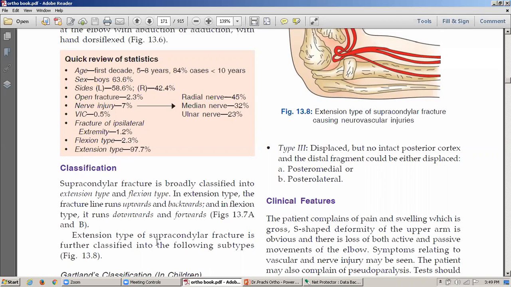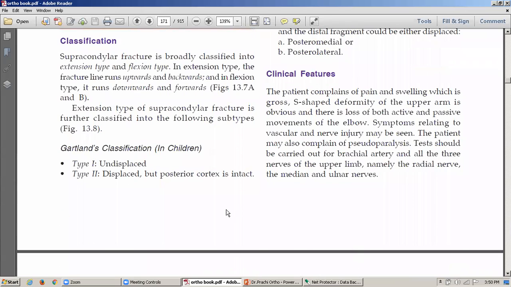Then the classification shows that supracondylar fracture is broadly classified into two types: first is the extension type and the second is the flexion type. In the extension type, the fracture line runs upward and backward, and in the flexion type, it runs downward and forward. The extension type supracondylar fracture is further classified into the following subtypes. Here is Gartland's classification in children, in which type 1 shows undisplaced and type 2 shows displaced but the posterior cortex is intact.